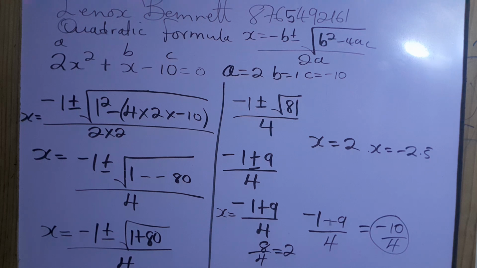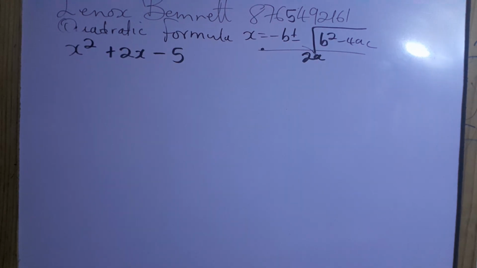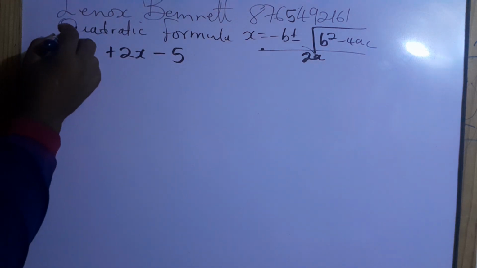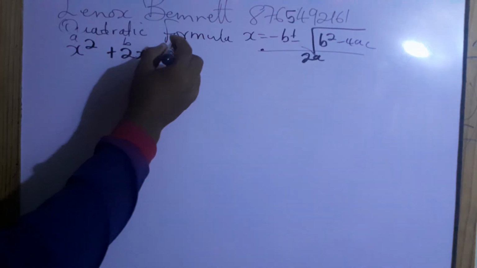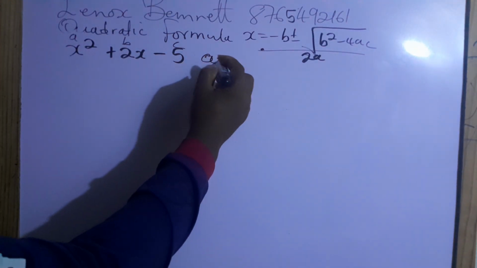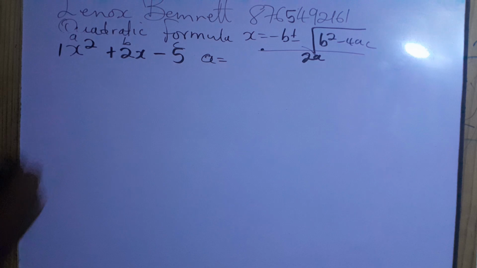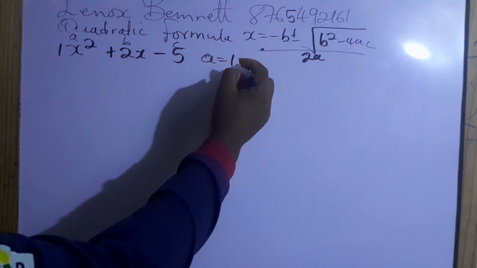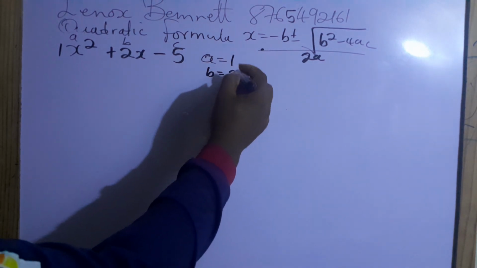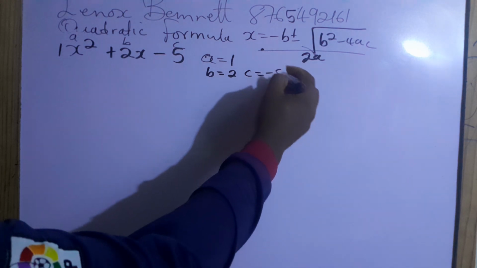Let's try another. Alright, so for this one, pause the video and try it, guys, and tell me what you get. For this one, it says x squared plus 2x minus 5. Again, we need the values of a, b, and c, so let's just figure that out. Remember, we're only taking the coefficient. The coefficient of x squared would be 1, b would be equal to 2, and c is equal to negative 5.